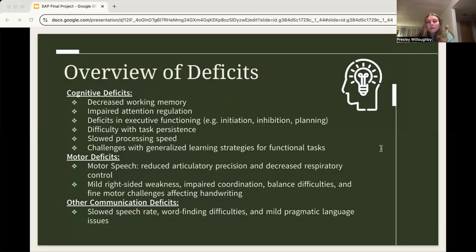Together, these impairments, especially in attention, processing speed, and executive functioning, present the greatest potential barriers to his classroom participation, academic learning, and everyday independence.